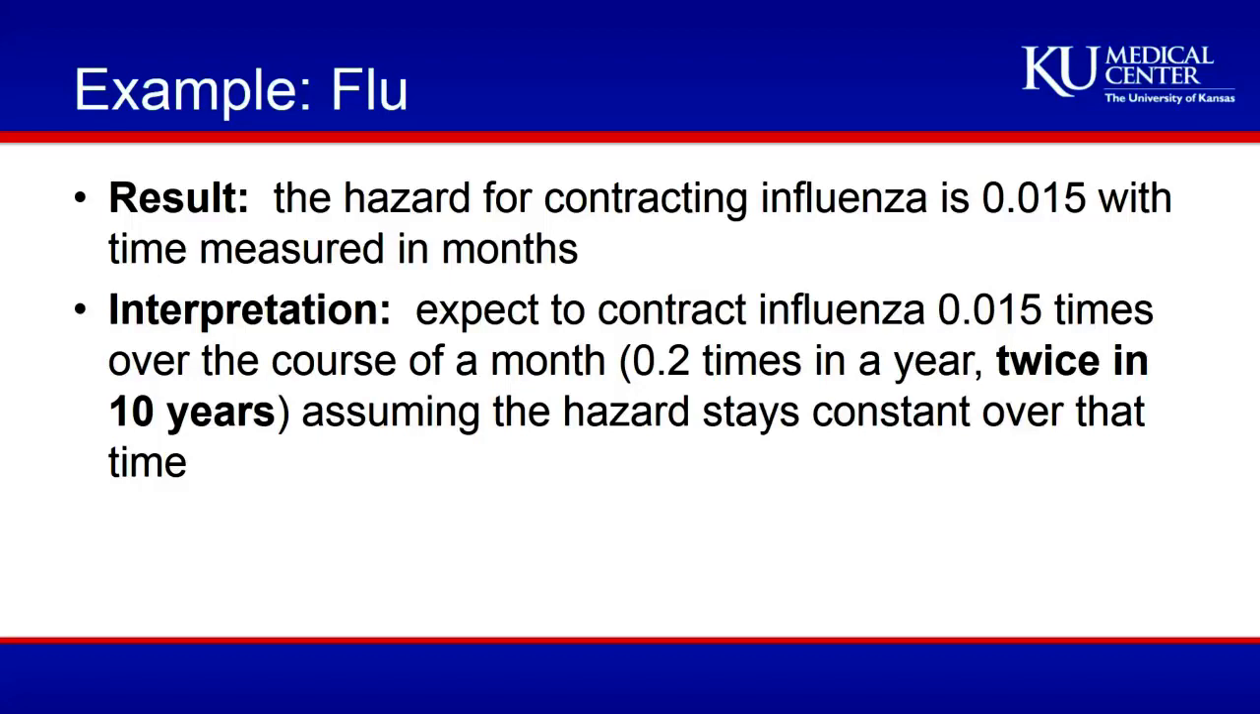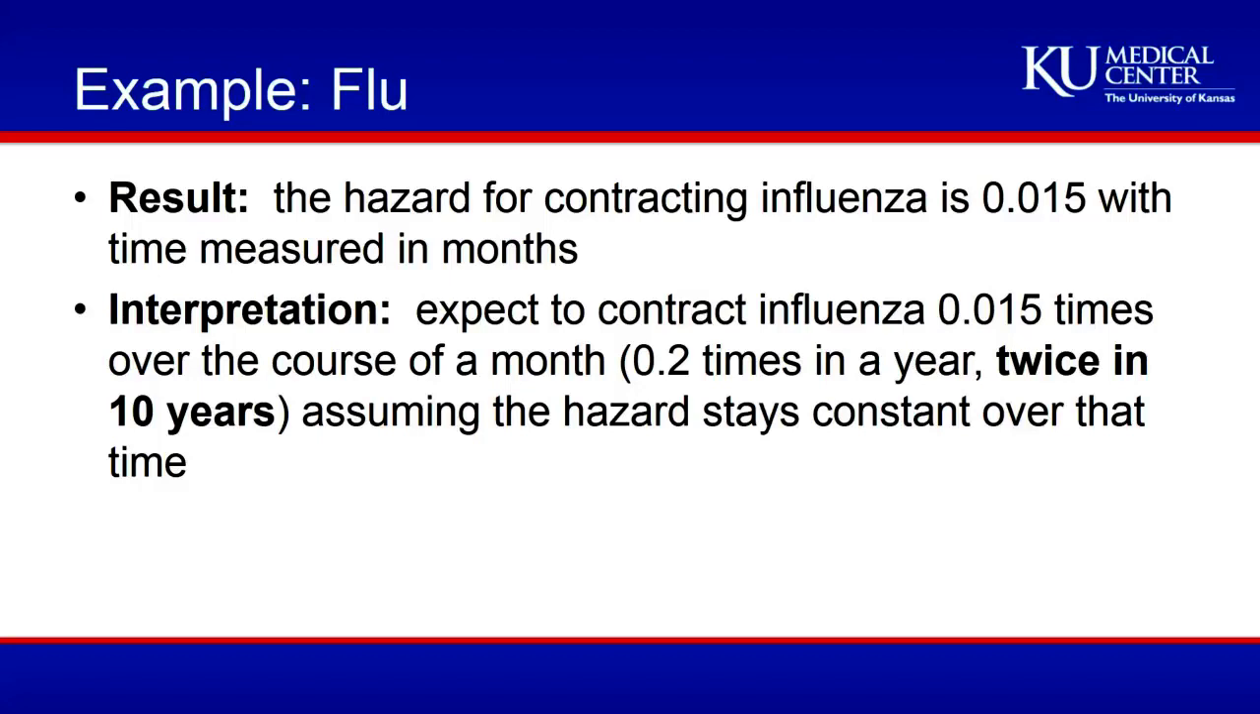Here's an example with regards to the flu. Sometimes these hazard functions are not very easily interpretable, but we can make them interpretable if we do a little bit of mathematical manipulation to them. So suppose I'm looking at a population and I calculate the hazard for contracting the flu, and I'm measuring time in months, and I get an estimate of the hazard of 0.015 in this population. The interpretation of that is that if I'm a member of this population, I can expect to contract the flu 0.015 times per month, because month is the time unit measure, assuming my risk over time stays constant. But 0.015 times a month doesn't make sense, but guess what?